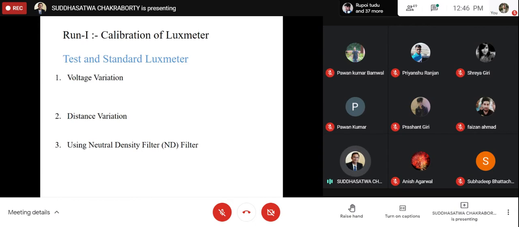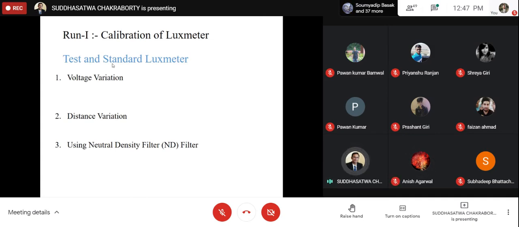The third one is using a neutral density filter. So what is an ND filter? I am coming to that later. That's so far. Can you say anything on the voltage variation and distance variation? Is it clear? Do you have any more doubts on that? Yes, sir, not in the first two options, but what is the third option? Neutral density. Yeah, that I'm coming to.